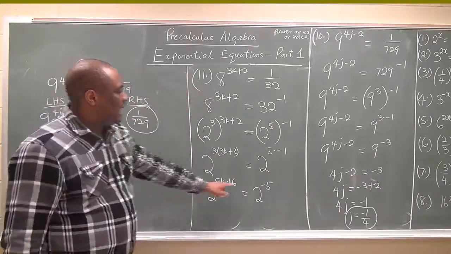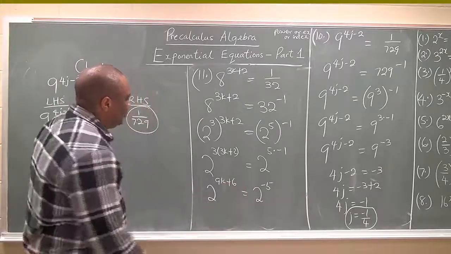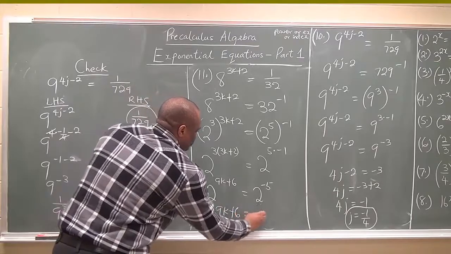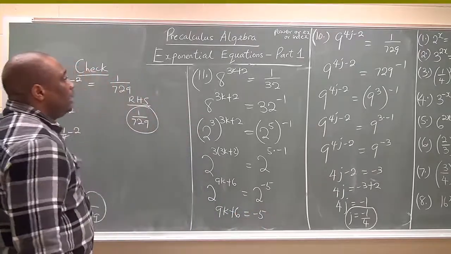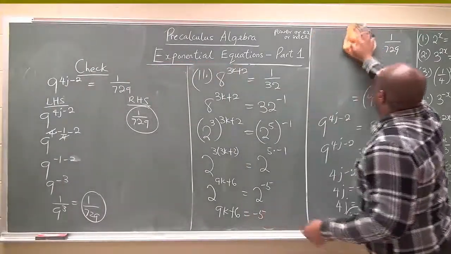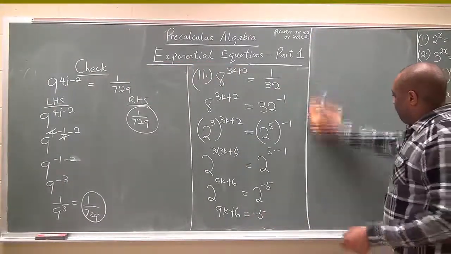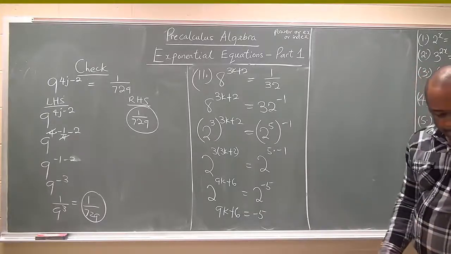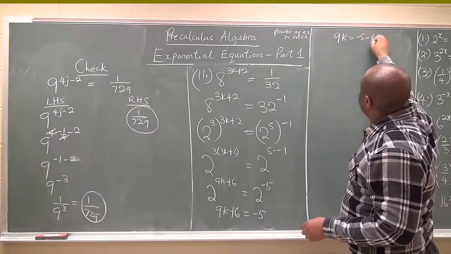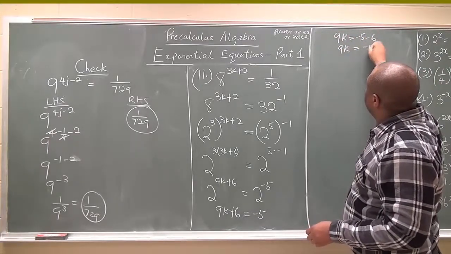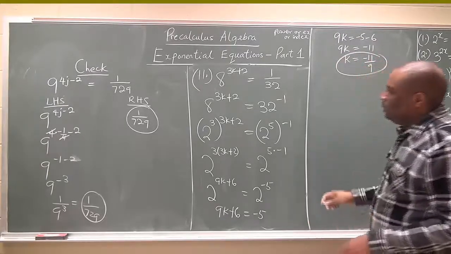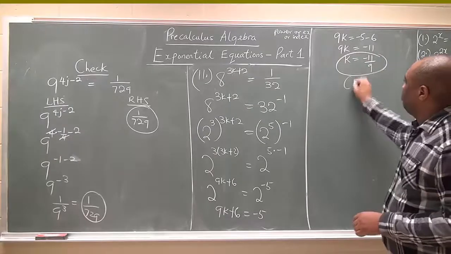So you can now equate their exponents. We now have that 9k plus 6 is equal to negative 5. Okay, and we finish this up and then check our work. So 9k will be equal to negative 5 minus 6. 9k is negative 11 and k will be negative 11 over 9. Do you stop here? No. You do what? You check.